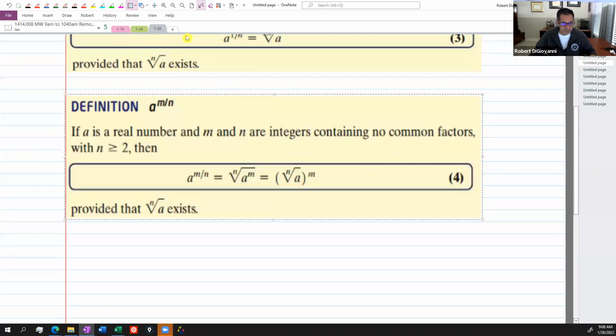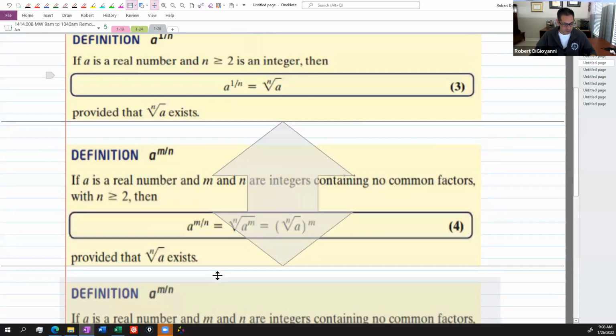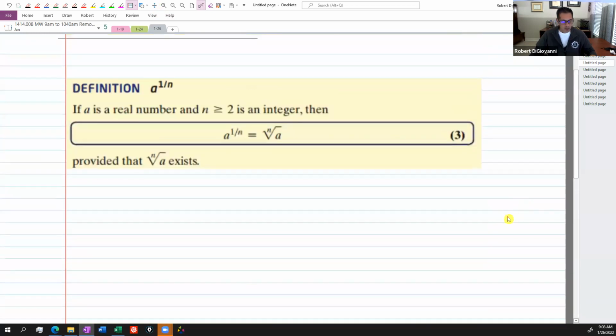Some more notation. So what does it mean to take a number and raise it to a fractional power? Well, it means you take the nth root of that number. So here, I'll give you an example. If I write 9 to the 1/2 power, here A is 9, the n is 2. This is the same as the square root of 9. You don't need to write the 2 here because it's a square root, but this would be equal to 3.